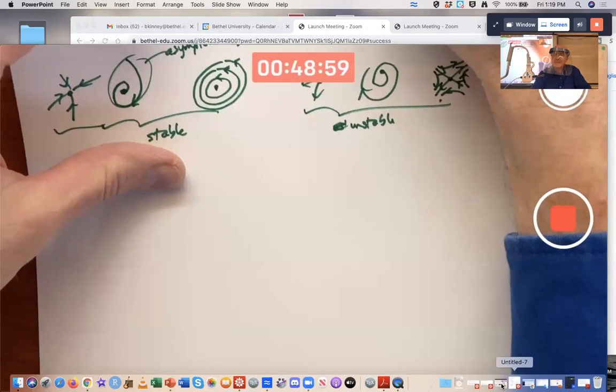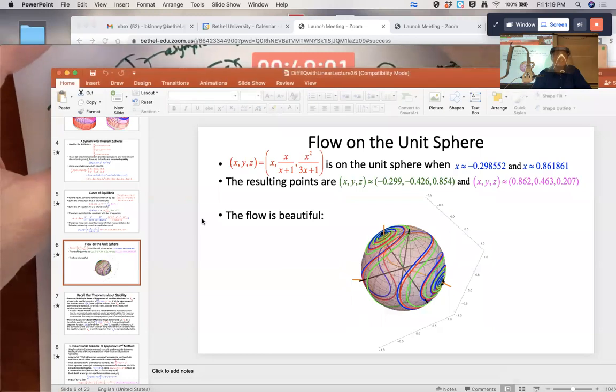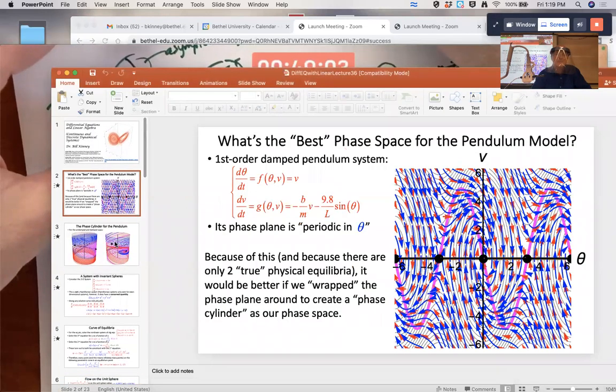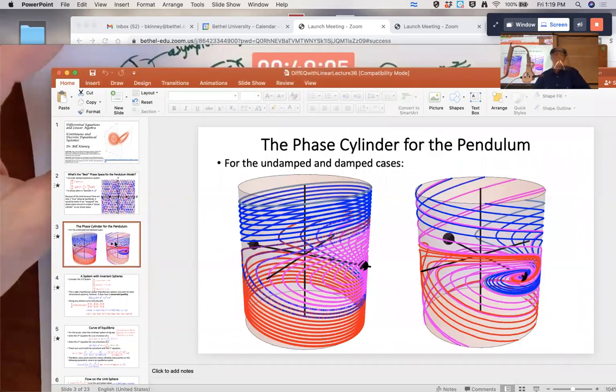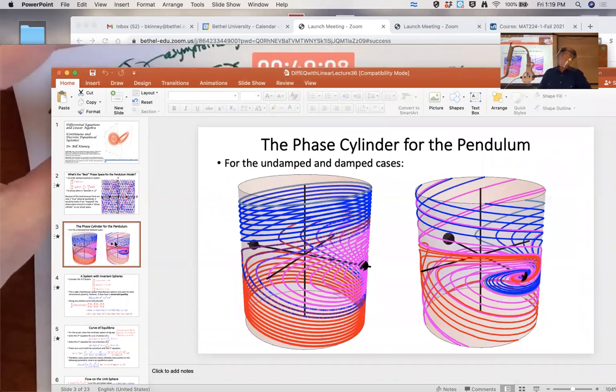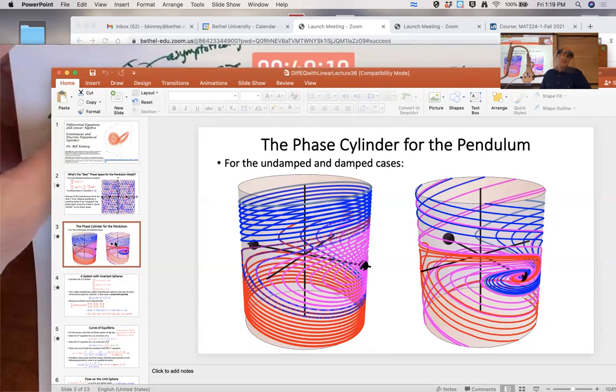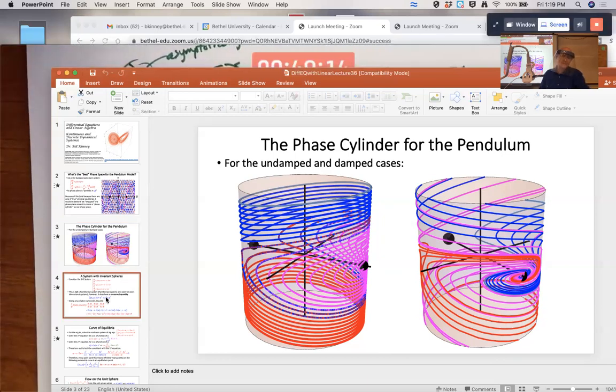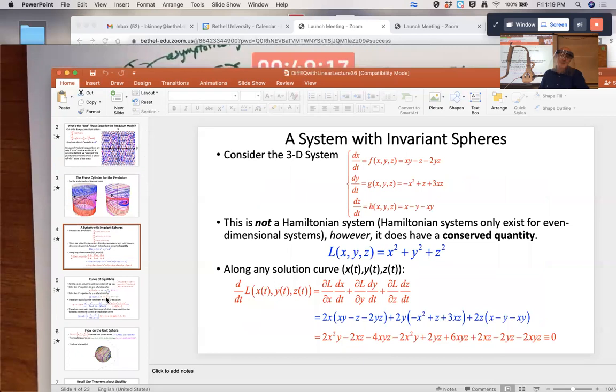In lecture 36, the last lecture, I talk about higher dimensional systems, phase spaces that can be cylinders or spheres instead of just planes. You get pretty pictures. There can be systems that conserve quantities like Hamiltonian systems do, but actually in 3 dimensions, Hamiltonian systems don't exist. You have to do an even dimensional system for it to be a Hamiltonian function.